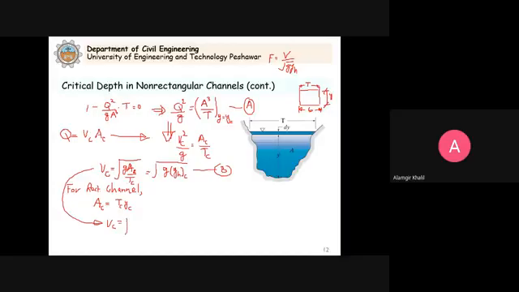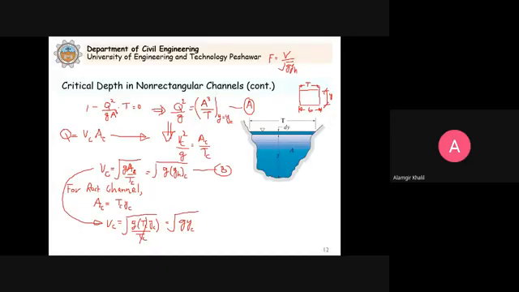So now in this equation, we say that Vc is equal to square root of g, and now instead of Ac here, we put Tc into Yc, divided by Tc. Now Tc cancels out with Tc, and we are left with square root of g Yc. This was the condition that we obtained for critical flow.